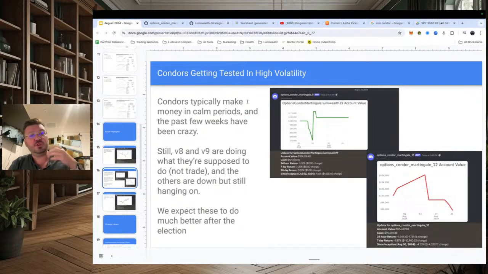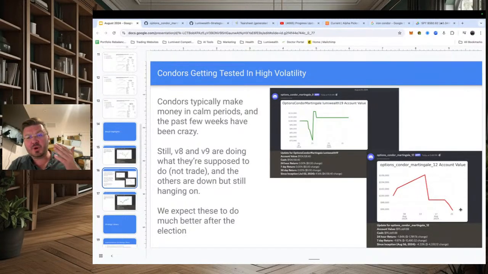Not surprisingly, they're not doing incredibly well, although some of them are sticking up a heck of a lot better than I would have thought. For example, our Martingale 8 basically just stopped trading. 8 and 9 just stopped trading completely because they're looking for the VIX one-day index, and it's been too high. So basically, they've just been flat. They look kind of boring, but that's exactly what they should be doing, right? Just turn it off. We don't need this running right now.